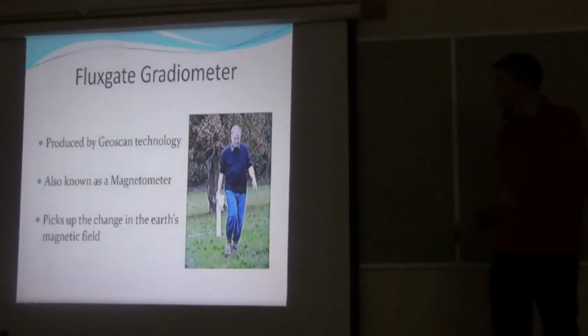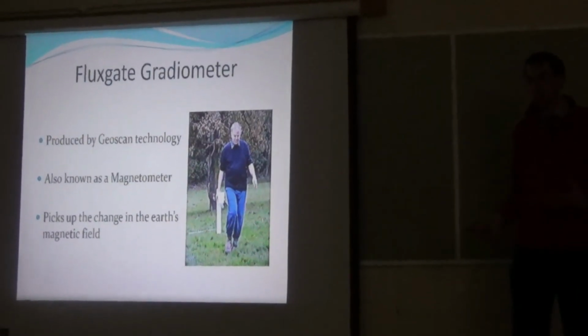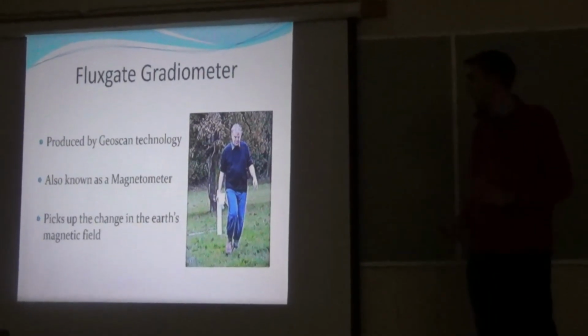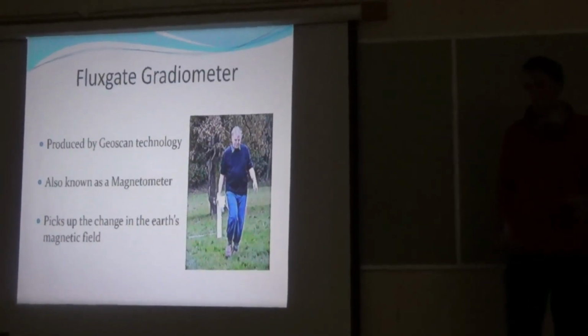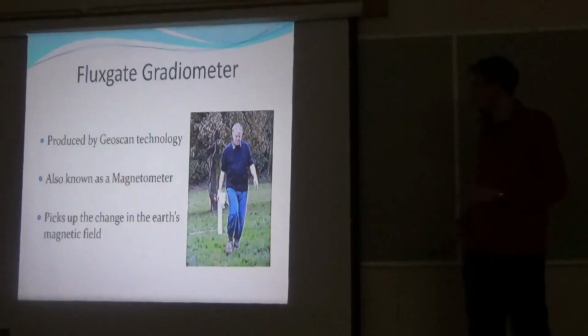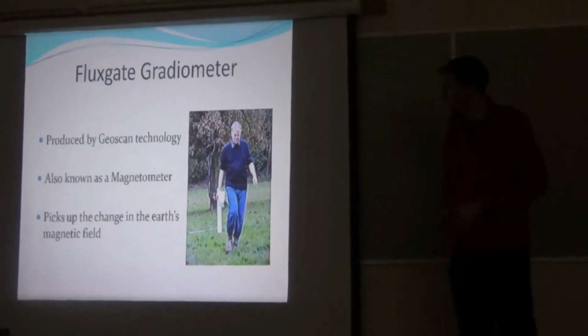Fluxgate gradiometry is the next technique. It's also known as magnetometry sometimes, though there is a very slight difference. It's also produced by Geoscan. There is also another company called Bartington. They also produce the instruments we use.